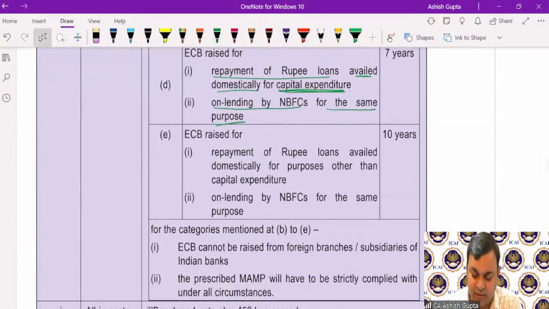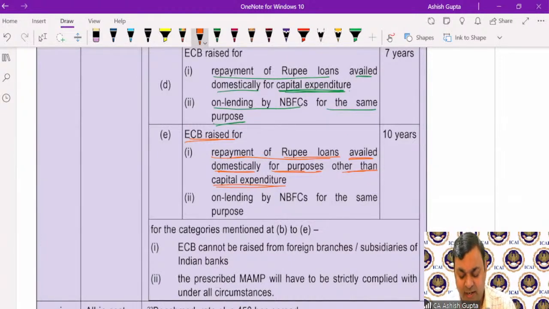ECB raised for repayment of rupee loan availed domestically for purpose other than capital expenditure. Okay. On lending by NBFC for the same purpose, 10 years. That is in case of 10 years, right?